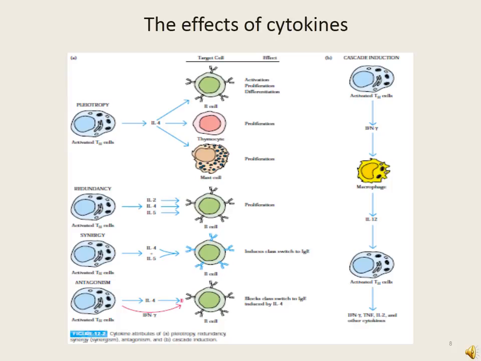The last one is antagonism. That means that one cytokine can inhibit the activity of another cytokine. The example in the figure is interleukin-4 and interferon gamma. Okay. You will see in the figure that interleukin-4 tries to induce B cells to go on to immunoglobulin class switching, but interferon gamma will block this effect.